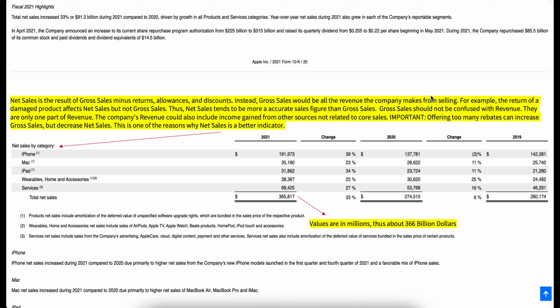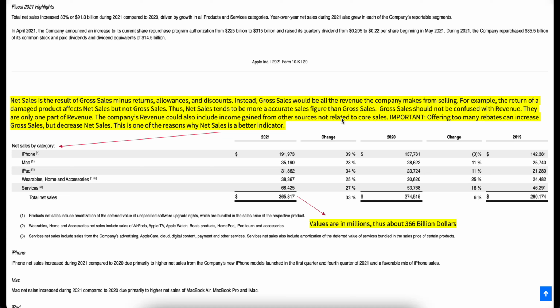And so if you are a manager and you hear somebody telling you that the company is achieving, let's say, 20% more gross sales this year, what you should really be asking yourselves is, how are they doing that? Are they offering too many rebates maybe? Are they offering too many discounts? And this is why they are selling more?